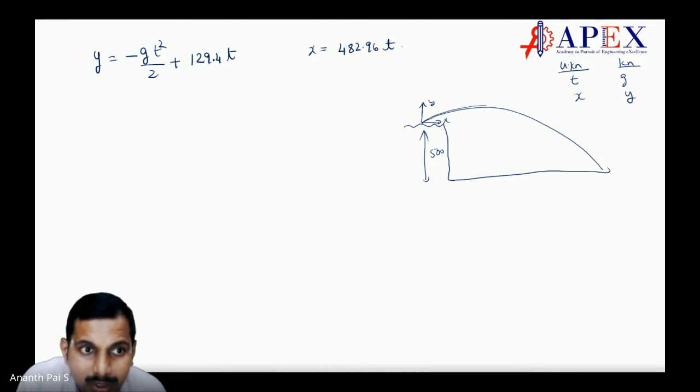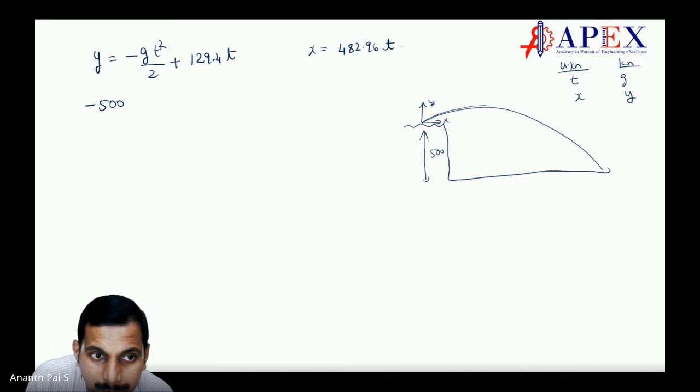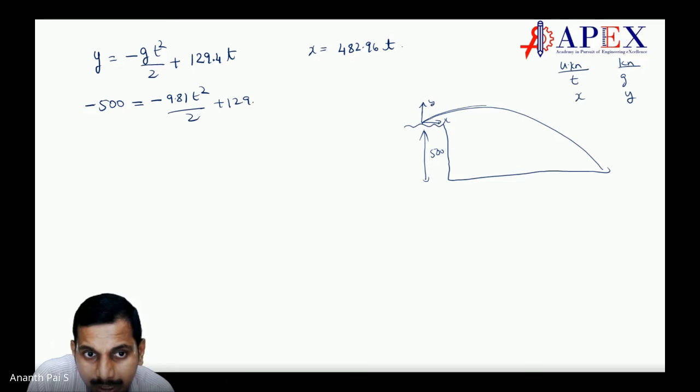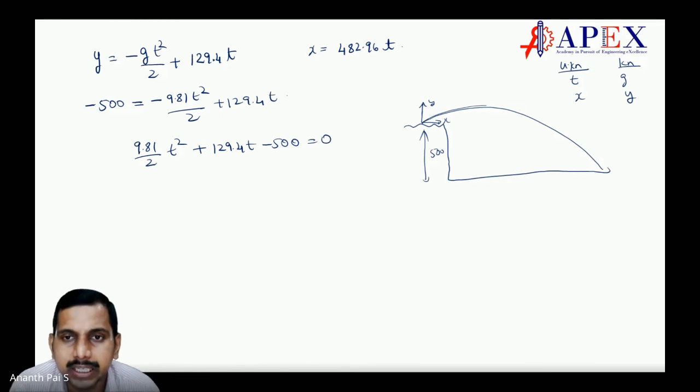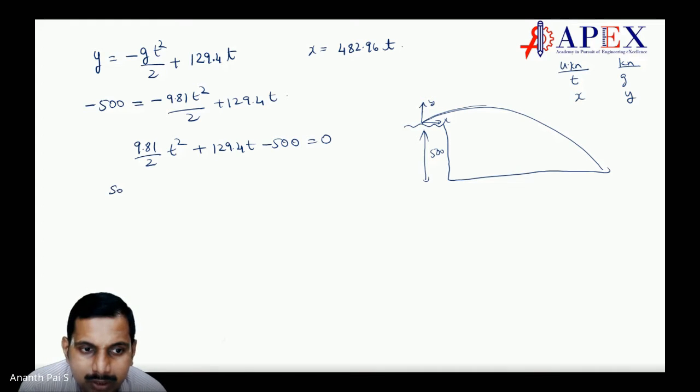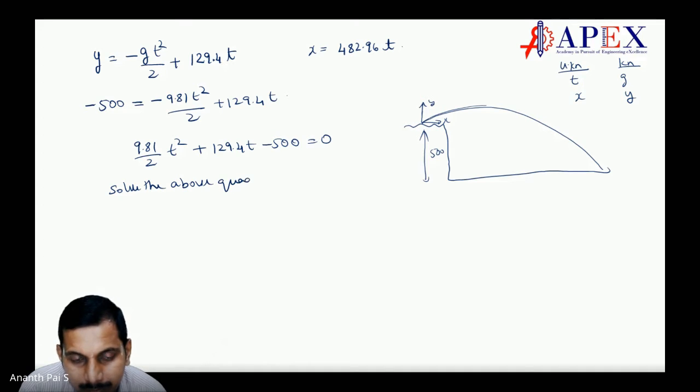So let us take that. y is minus 500 meters because we are coming down, is equal to minus g, which is 9.81, t square by 2 plus 129.4 t. Now this can be solved like this. We can say 9.81 by 2 t square plus 129.4 t plus minus 500 is equal to 0. This is a quadratic equation, correct? Solve the above quadratic equation.